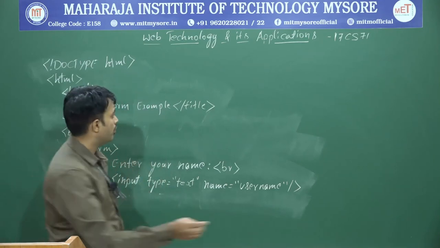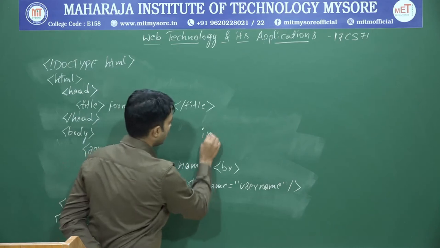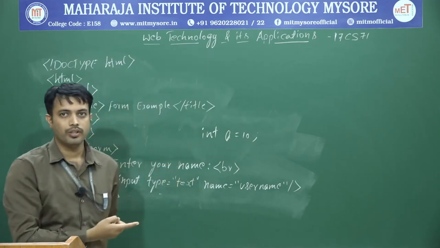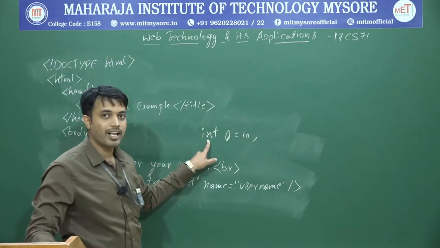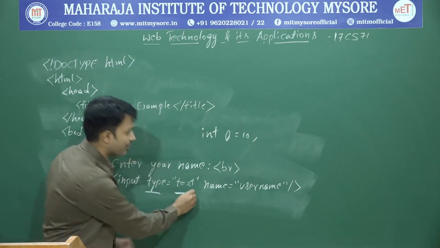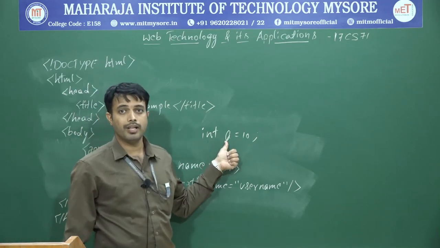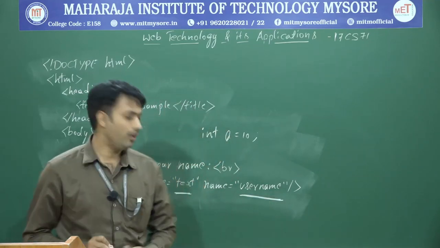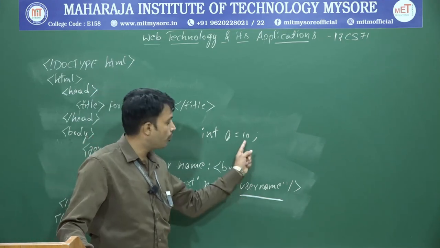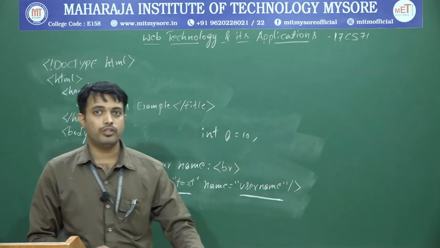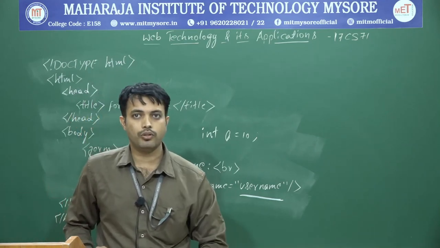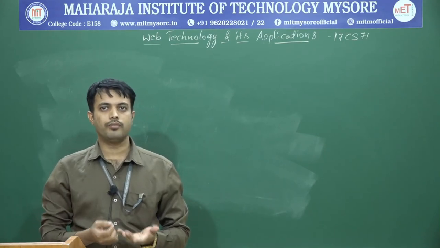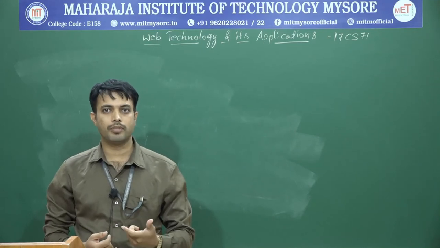In C language, as you know, int a equal to 10, right? Here int is the type, and here the type is text. And a is the variable name. So in your HTML program, username is the variable name. What about the value? We are going to read that from the user. What if you want to read two pieces of information from the user, two single line inputs?